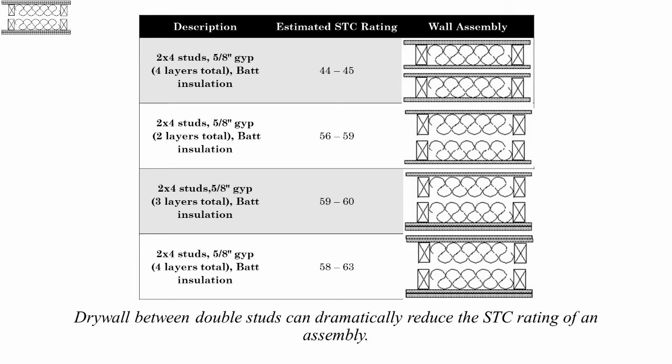Thirdly is 2x4 stud with 5/8 inches gyp with 3 layers in total and batt insulation with a rating of 59 to 60. This is how it looks like. 2x4 studs and 5/8 inches gyp with 4 layers in total with batt insulation with a rating of 58 to 63. The wall assembly looks like this. Drywall between double studs can dramatically reduce the STC rating of an assembly.